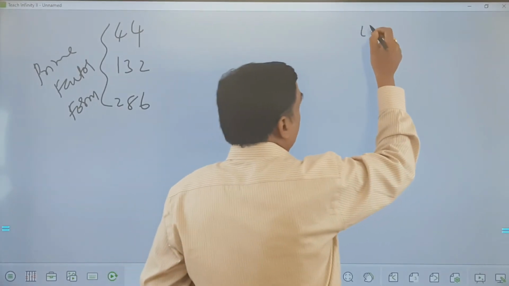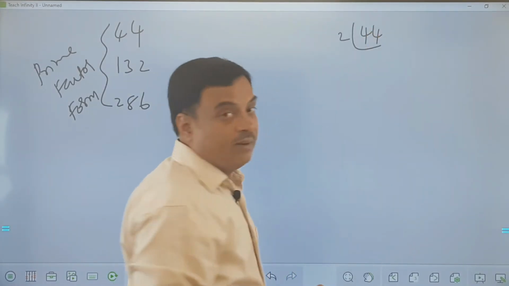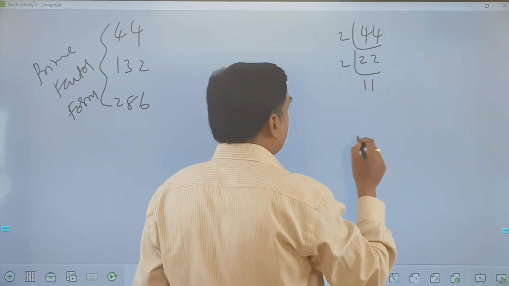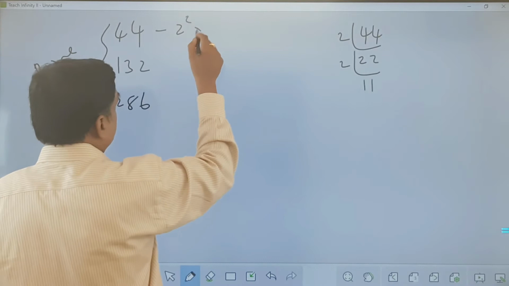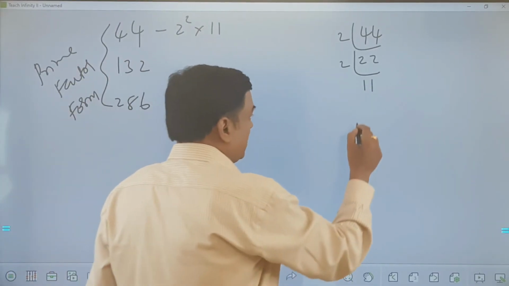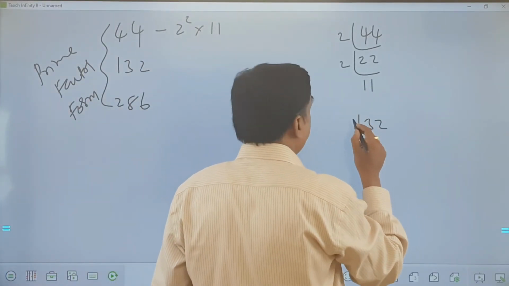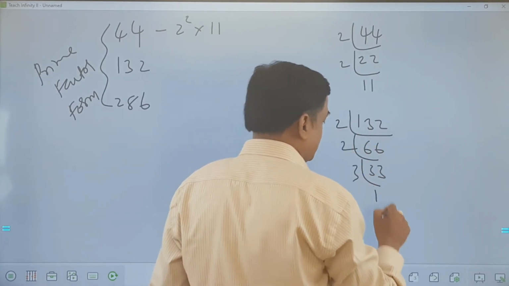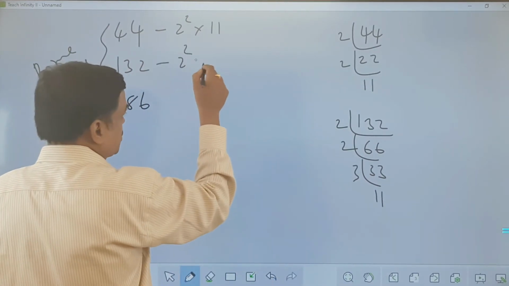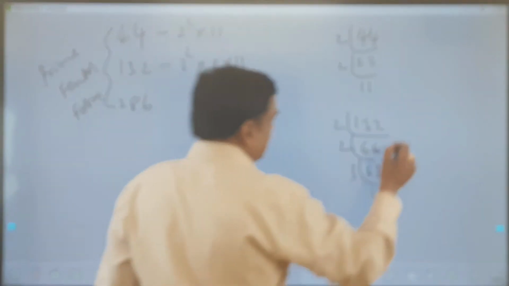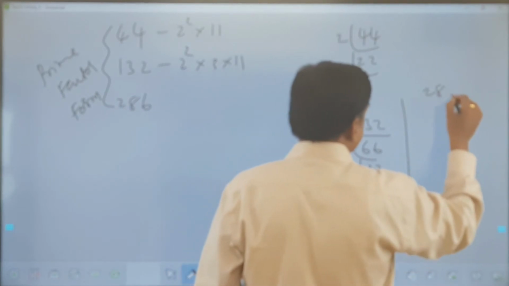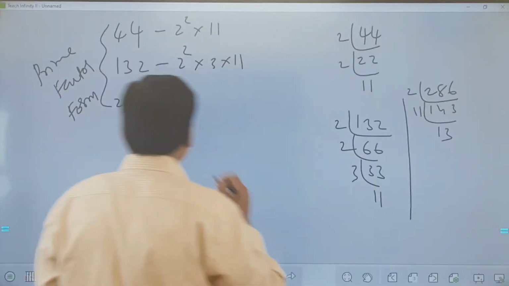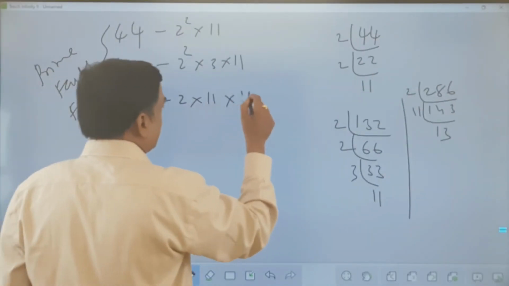Let me do this for you. 44 I'll divide with the first prime number, that is 2, which I got as 22, further divide by 2, which is 11. So 44 can be written as 2 square into 11. Then 132, friends. 132 I can divide by 2, which is 66, divide by 2 it is 33, divide by 3 it is 11, and then this is 2 square into 3 into 11. And the last one you have 286. I'll start with 2, 143. I'll divide with 11, which is 13. So this is 2 into 11 into 13 is what I get.